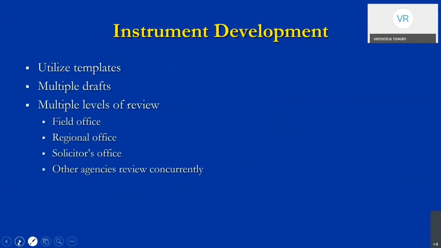So now you move over to the instrument development portion, and this is where you're going to spend most of your time, because there's going to be a lot of negotiation and back and forth between the bank sponsor and the review team. For the most part, we like to see that the sponsors would utilize available templates. There are templates available across the different regions of the Fish and Wildlife Service. They are going to vary in complexity.